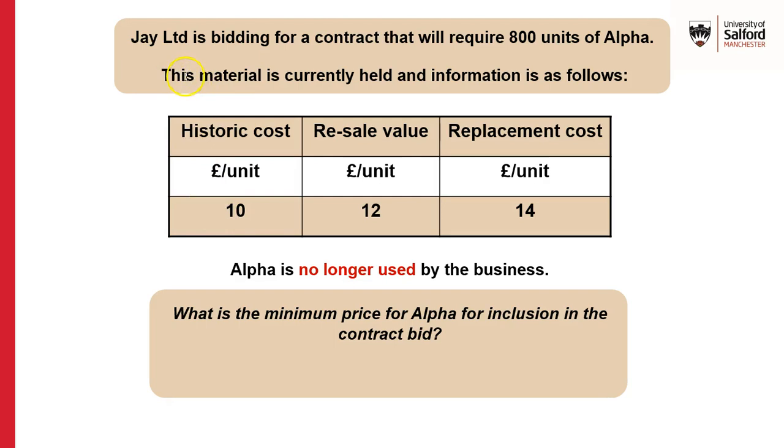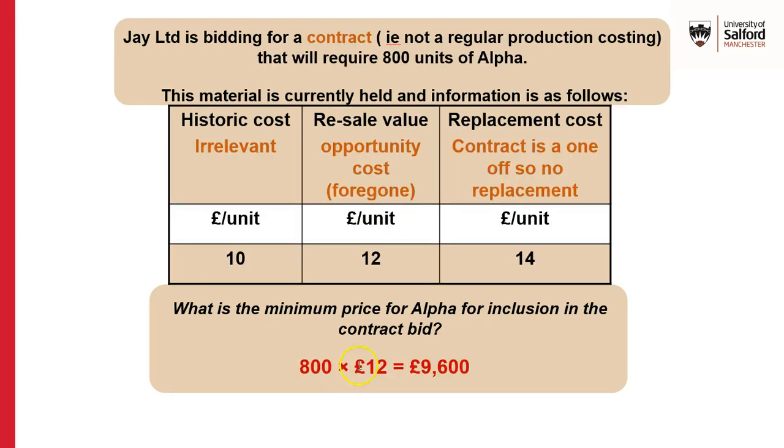Here's another example. J Limited is bidding for a contract that will require 800 units of alpha. Material is currently held. Information is as follows. Historic cost is always not going to be relevant in these type decisions. Resale alpha is no longer used by the business. That's part of the question, really. What is the minimum price paid for alpha for the inclusion in the contract bid? So it's no longer used by the business. So we're not going to be replacing it. We're going to be selling it. So the opportunity cost is the resale value. So it's our 800 units times 12. And that's what we have here, 800 units times 12, 9,600.